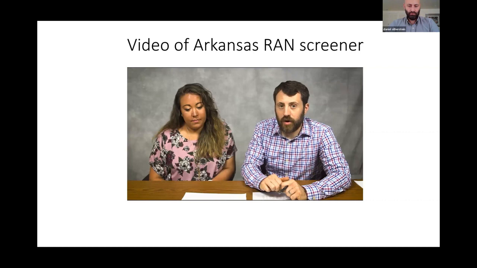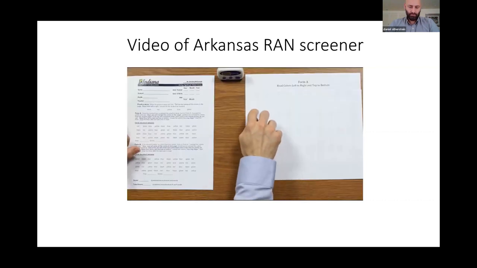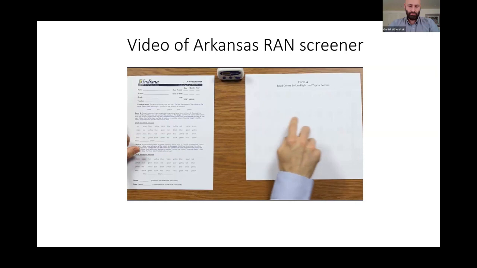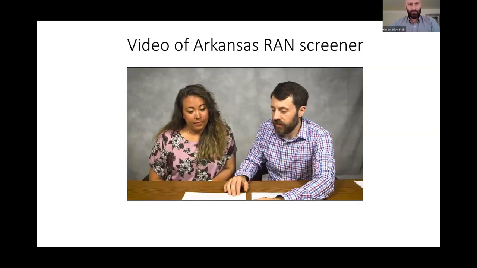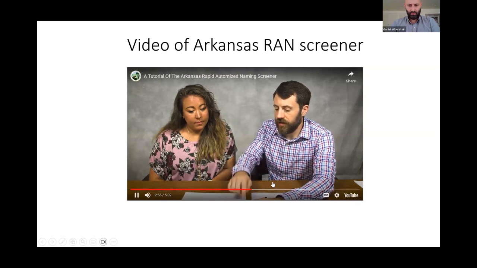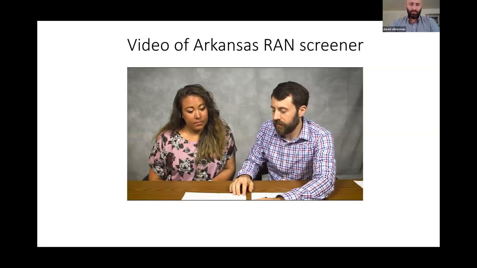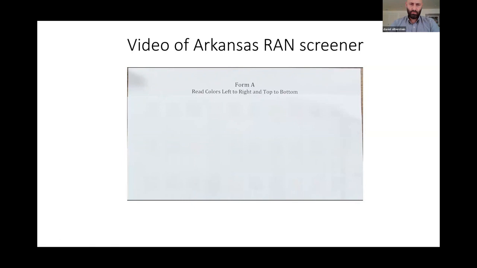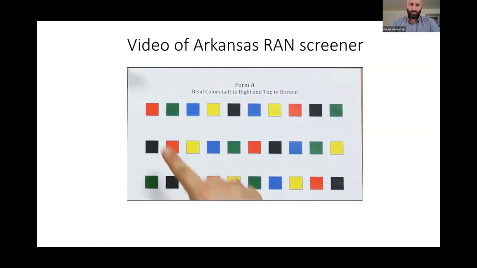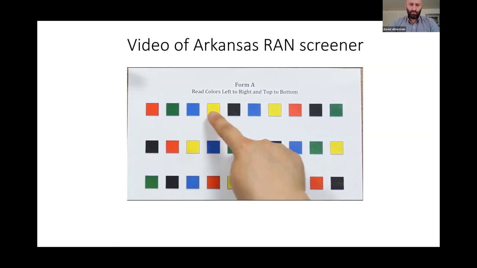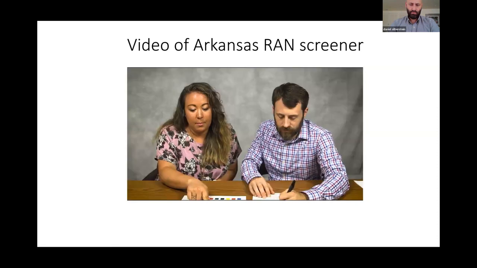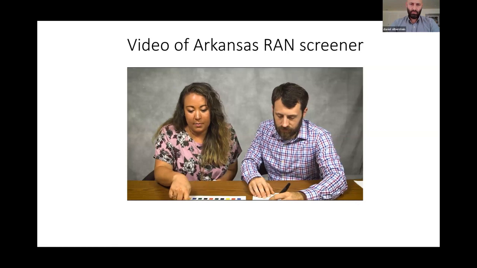Once the student has finished the practice test and does not have any further questions, move on to Form A of the screener. Place Form A in front of the student. Do not show the student the color portion of the form. Use an extra sheet of paper to cover the colors. Now you will read the colors on this form. You will read left to right, top to bottom. Please read the colors as quickly as you can. You may begin. Red, green, blue, yellow, black, black, blue, yellow, red, black.